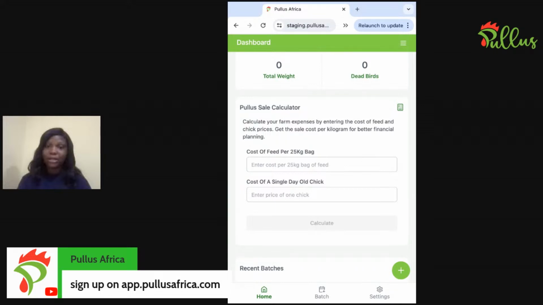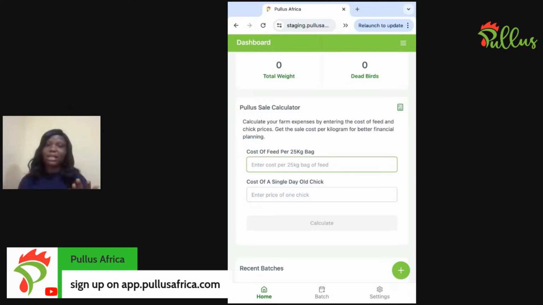Remember in the beginning, I told you that there's this beautiful feature we have that can help you calculate your farm expenses and give you some financial plan. It helps you have an idea of the price I should be selling my chicken, that's when they are matured. Now let's test this out.